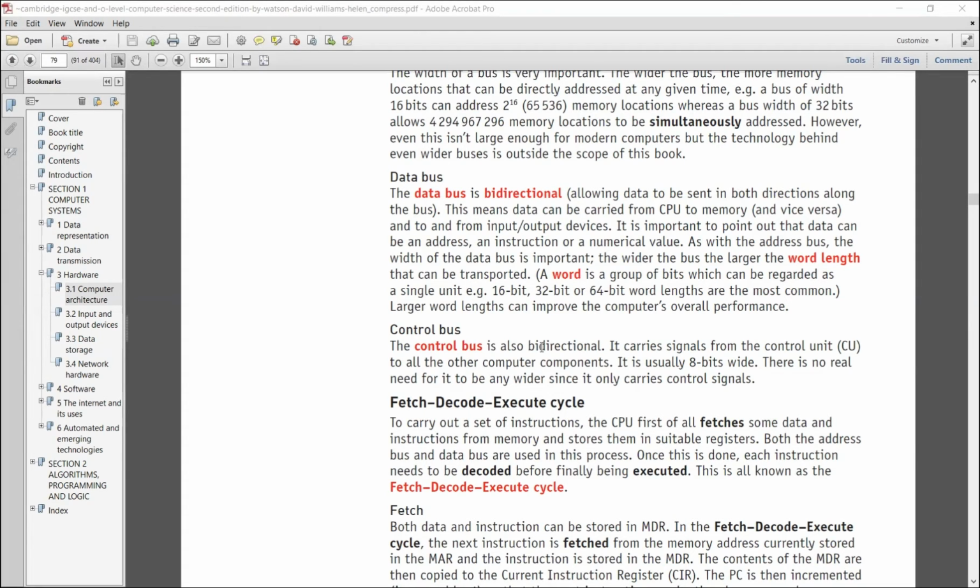It carries signals from the control unit to all the other computer components, and it is usually 8 bits. A very important thing that you need to know is it is okay if we have an 8 bits wide control bus, because there's not any need to have a wider bus. 8 bits support the purpose, so there's no need to go further. These are certain important things that you need to know if a question comes in the paper.